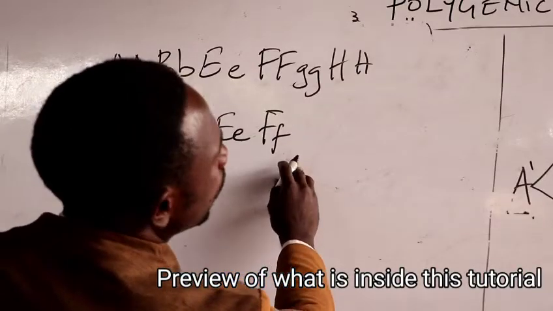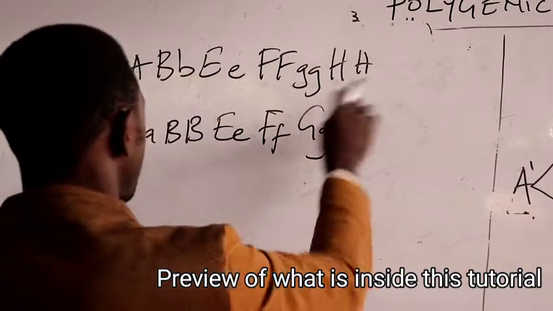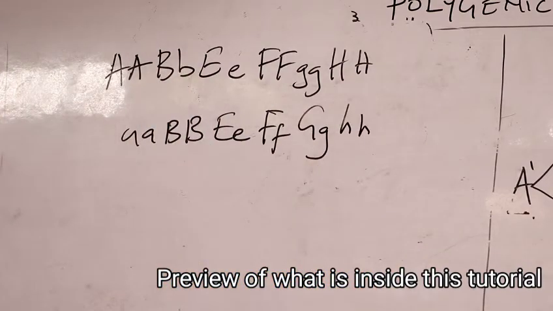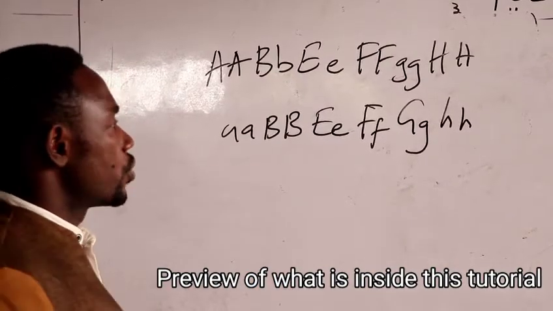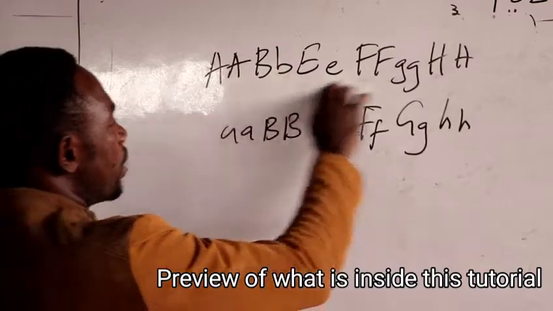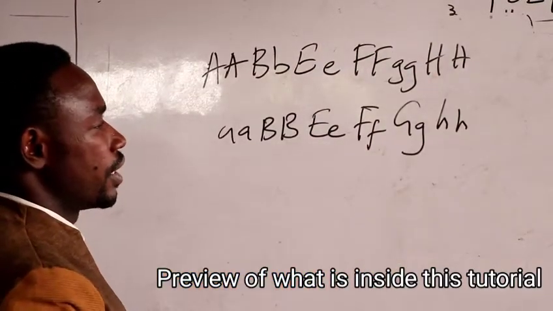Capital F, small f, capital G, small h. That's a cross between these two parents. These two parents are not exactly the same in terms of their genes, so we are going to bring out their gametes first. Then we are asked to itemize the gametes of the parents and the offspring.